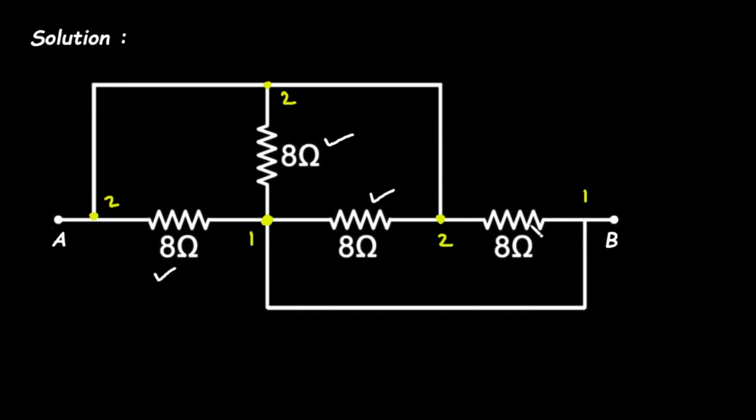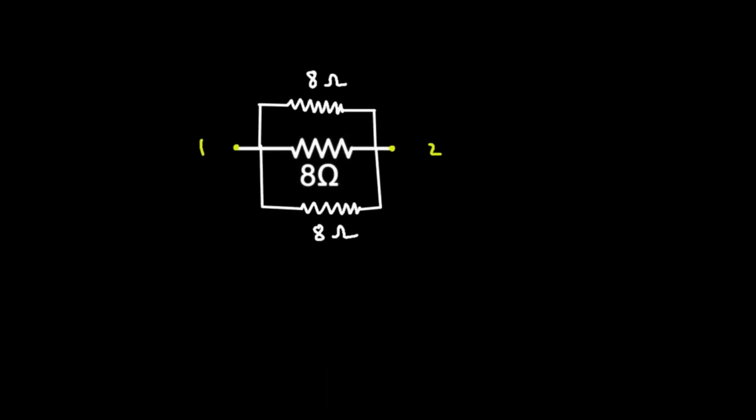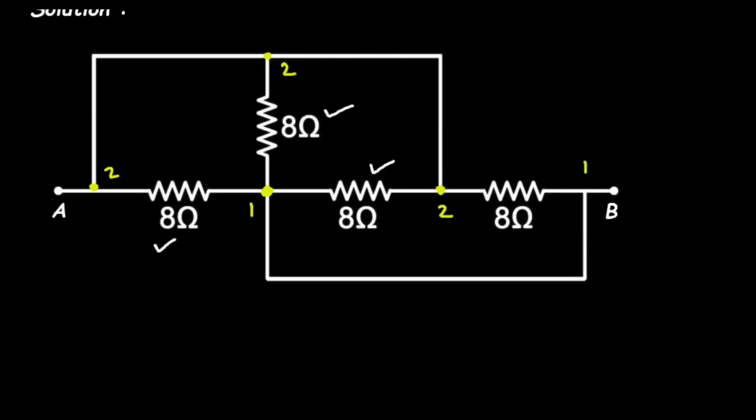Now only this 8 ohm is remaining. Now this 8 ohm is connected between 1 and 2. So again let's connect this 8 ohm between terminal 1 and 2. That means we can connect it here like this. So this is also 8 ohm. So this resistor is also completed.